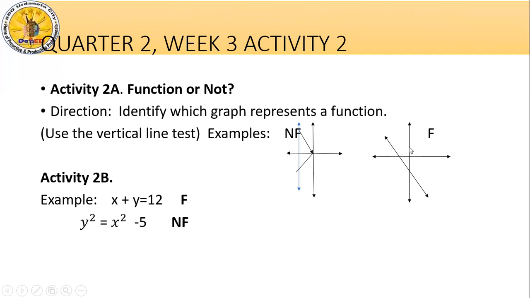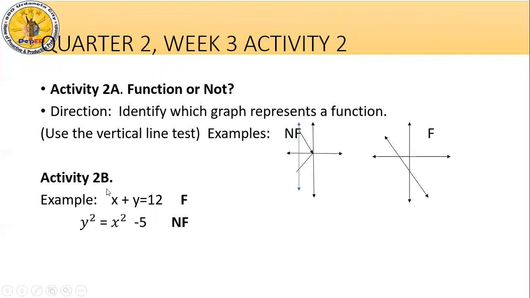While on the second example, it shows a function because if you are going to draw a vertical line over here, it intersects the graph in only 1 point. Okay, did you get it? A horizontal line represents a function also. It is called a constant function.